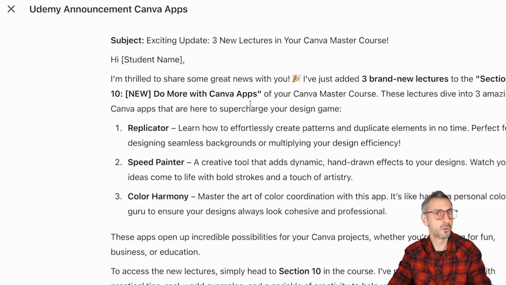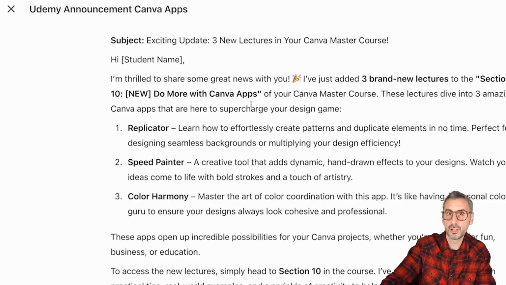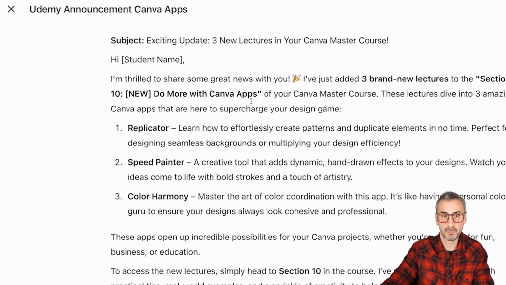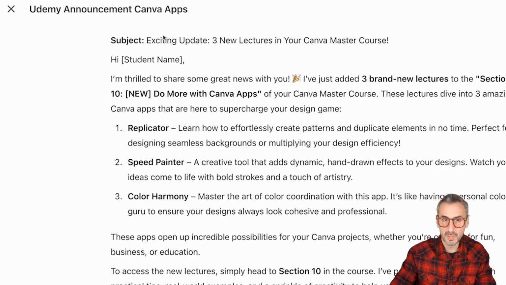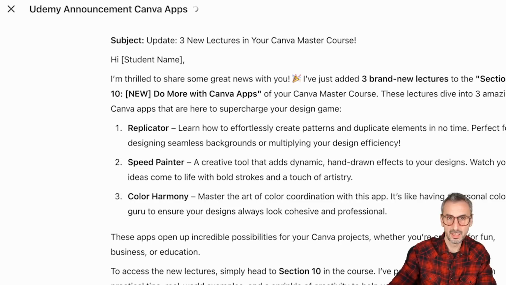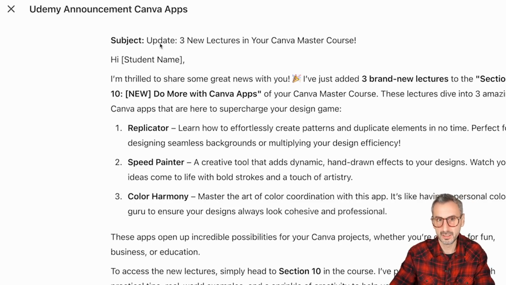But Canvas Mode allows you to start collaborating with ChatGPT, similar to what you would do in a Google Doc, for example. So collaborative writing. So let me show you a few examples of the things we can do here. Subject, exciting update, 3 new lectures in your Canva master course. So maybe I don't like the word exciting, so I could just double click on it and delete it. And there you go. I am updating what ChatGPT wrote for me right here.